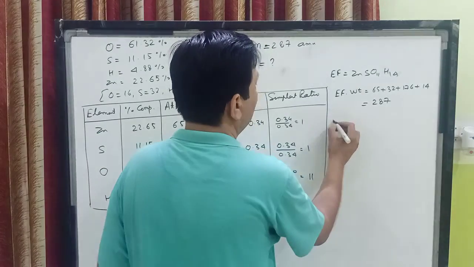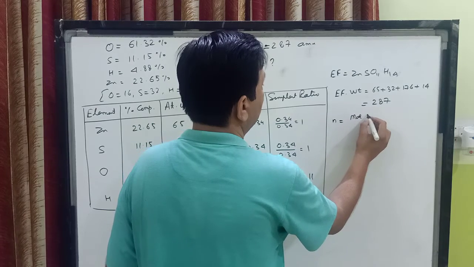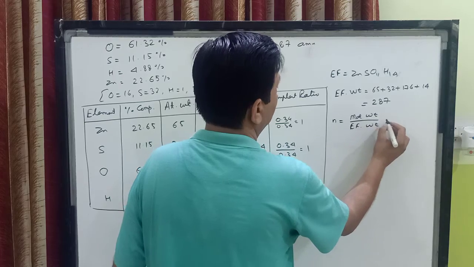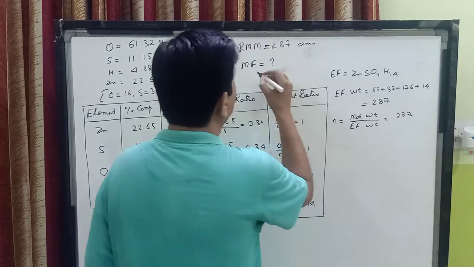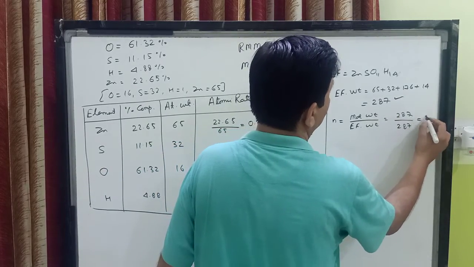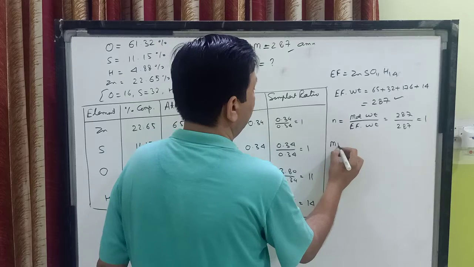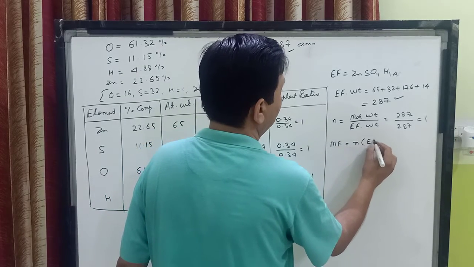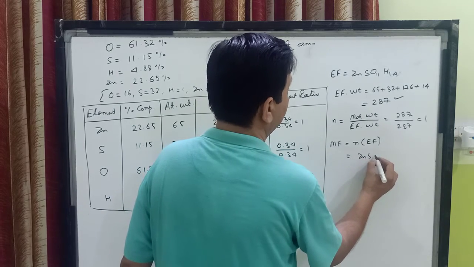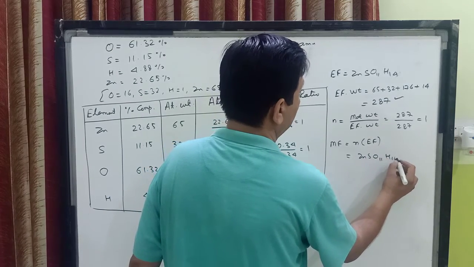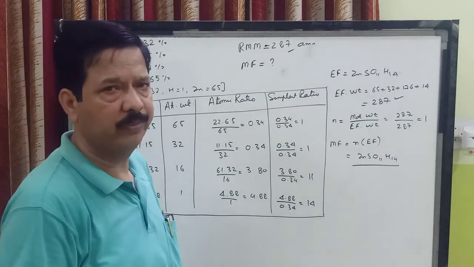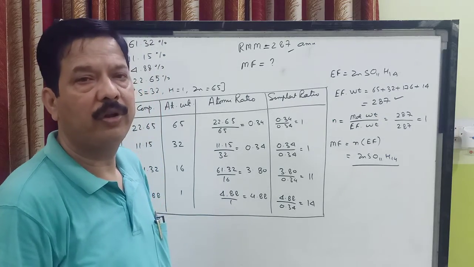Now we calculate the value of n, which is molecular weight or relative molecular weight upon empirical formula weight, and molecular weight is given here as 287. Empirical formula weight we have calculated as 287, that comes 1. And as you all know, molecular formula is equal to n times empirical formula. So it is equal to ZnSO11H14.